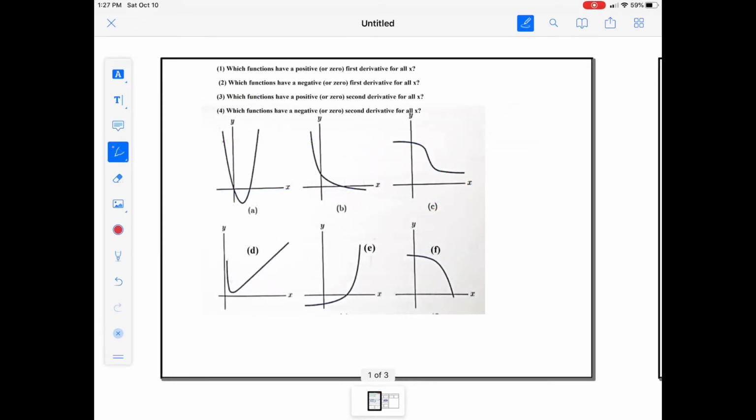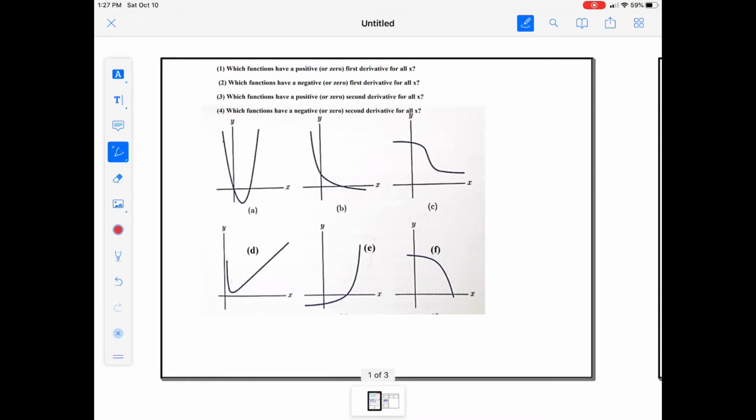So here's a question that is asked a lot. We are looking at shapes of graphs, and from there we want to deduce whether or not they would have a positive or 0 first or second derivative. So here is what I would like for you to do. So for example, for 1, which functions have a positive or 0 first derivative for all x?